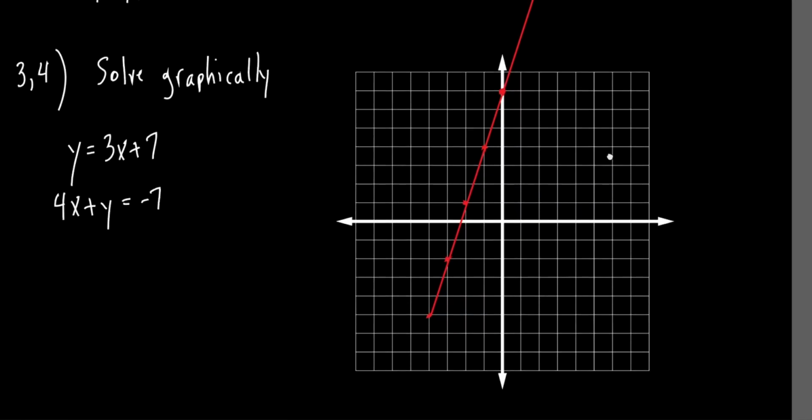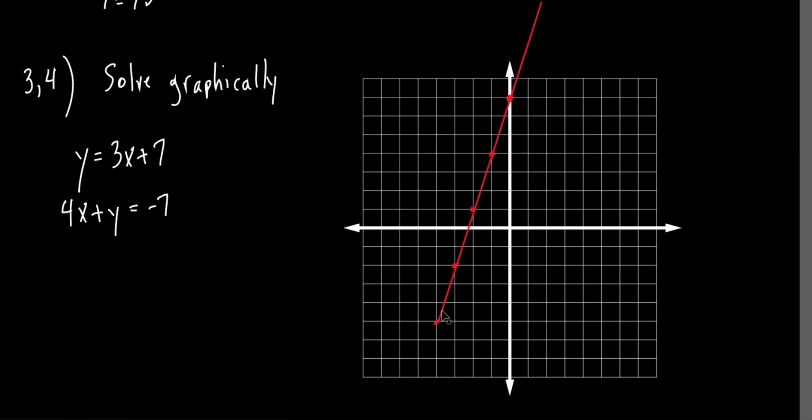Let's scooch this back a little bit. And let's make it go all the way to there. All right, so there's a good graph right there. That's that graph. So now I have to graph this. How do I graph that?